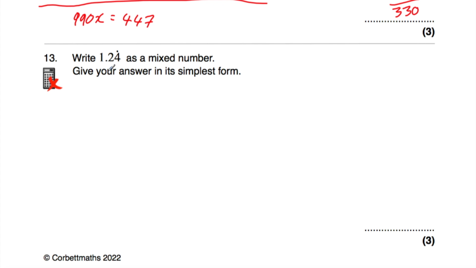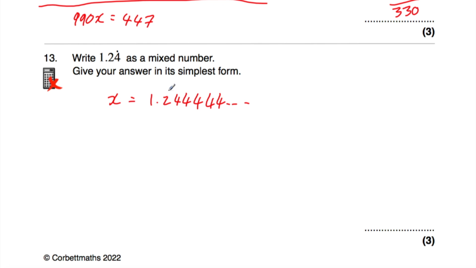So question number 13 says, write the number 1.24 with a little dot above the 4, so that's 1.244444 and so on. And we've been asked to write that as a mixed number and to give our answer in its simplest form. So let's let that be equal to x. So we've got x equals 1.244444 and so on. We want to write this as a mixed number.